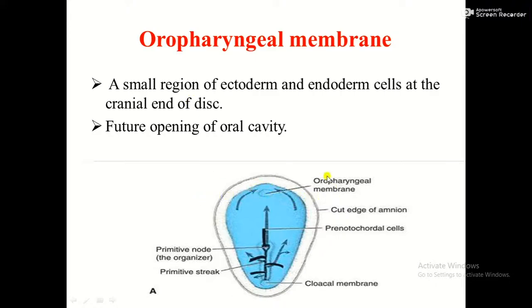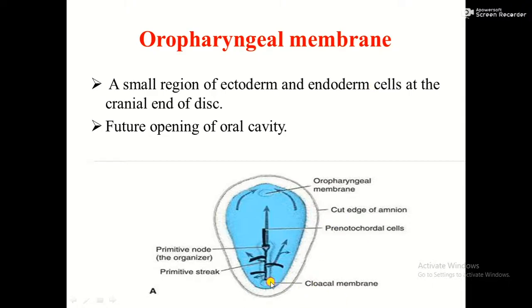This we call the cranial end, also the cephalic end of the embryo. So the cranial end is a small region of ectoderm and endoderm. This part contains ectoderm and endoderm cells, okay, at the cranial end of the disc, and they will in the future form the oral cavity. They will form in the future the opening of the oral cavity. If I ask you what's the origin of the oral cavity, you can answer: ectoderm and endoderm. Okay.